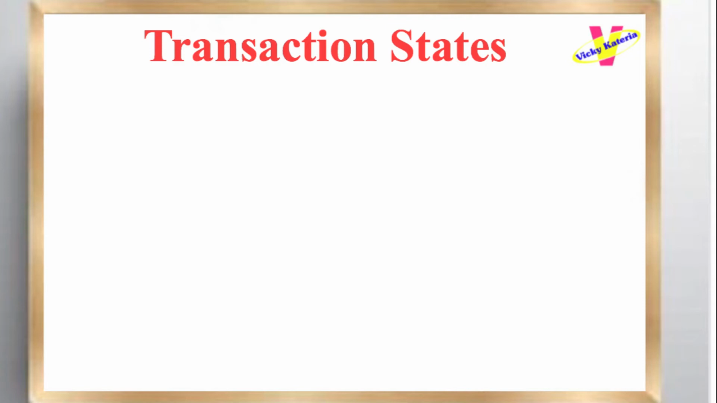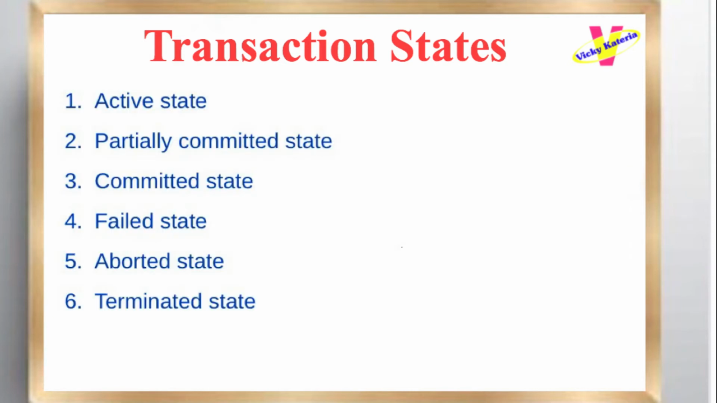Transaction states. A transaction goes through many different states throughout its life cycle. These states are called as transaction states. Transaction states are as follows: active state, partially committed state, committed state, failed state, aborted state, terminated state.